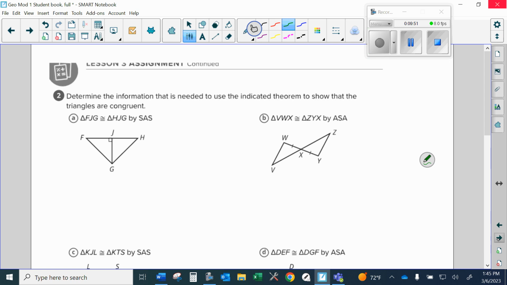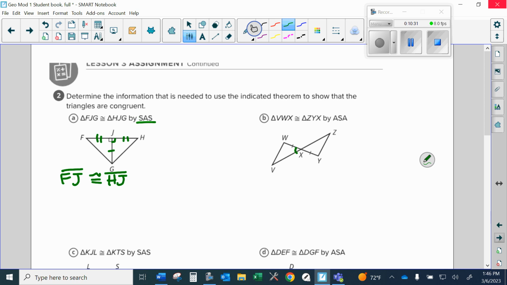Determine the information that is needed to use the indicated theorem to show that triangles are congruent. So they want the two triangles to be congruent by SAS. Notice I have A right there. I have my reflexive property when I get free on my own. So I have SA, so now the other one has to be S right there for SAS. So the information I need is that segment FJ is congruent to HJ. That's what's needed to prove them congruent by SAS.